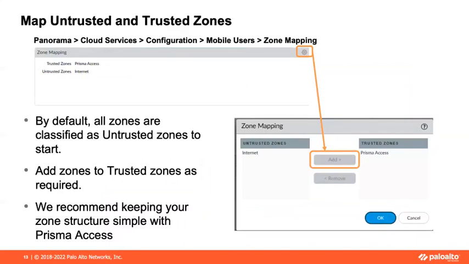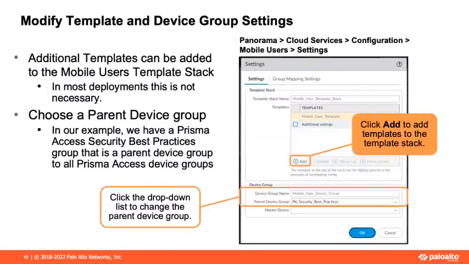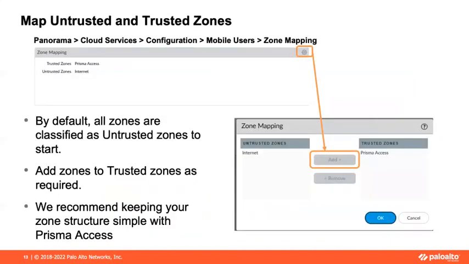The next step is to map zones. So if you have existing security policy rules that you want to use, like we did in this PA security best practices device group, it's going to have security policy rules with security zone names in them. And we need to map those to either be part of the untrusted zones, which are outside of Prisma Access, or trusted zones, which are part of Prisma Access.